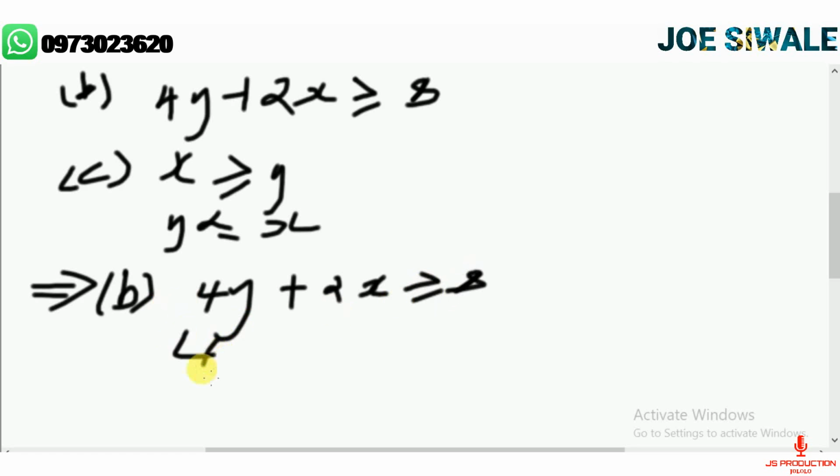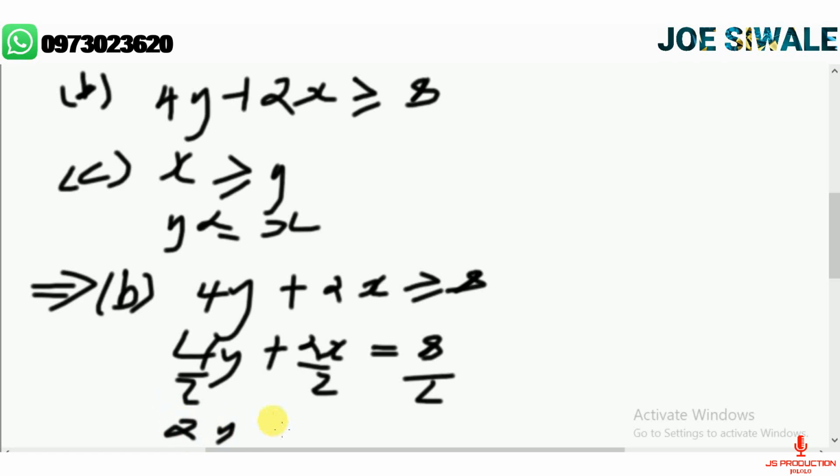So the first thing that I'm going to do is to replace this with an equal sign. So I'll say 4y plus 2x is equal to 8, and we can observe from here that we can divide by 2 in all the numbers. So I'll say divide by 2, divide by 2, divide by 2, and the reason why I'm dividing by 2 is that I'm trying to simplify this. So 4 divided by 2, that's 2y, plus 2 divided by 2, that's x, is equal to 8 divided by 2, that's 4.